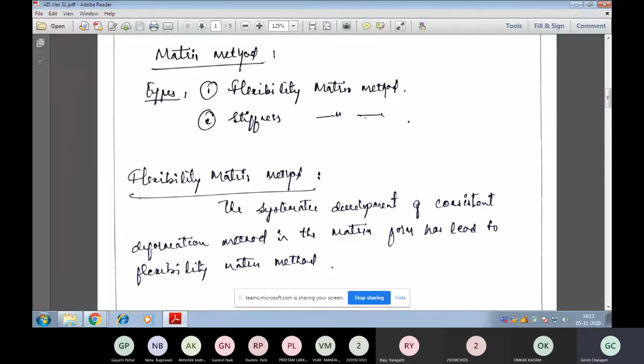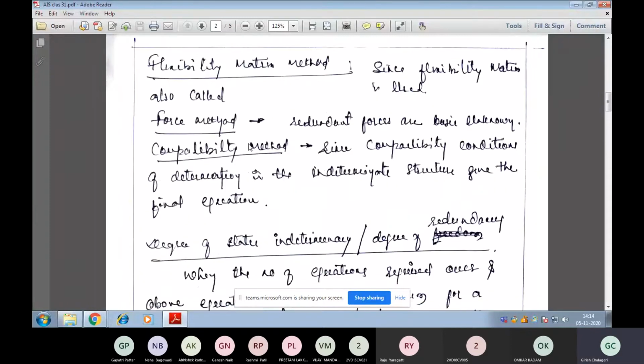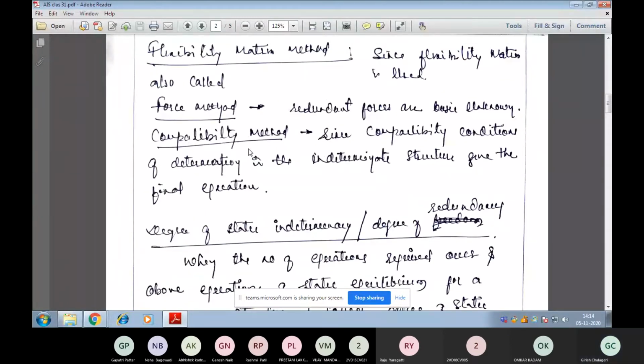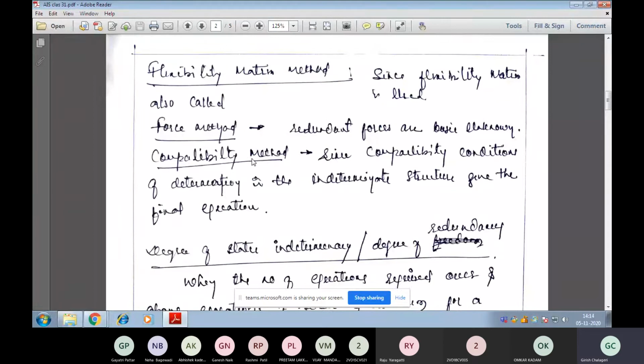Coming to the stiffness matrix method, this deals with the improvement of the slope deflection equation. Later we will come to that; the fifth model will be stiffness, and the fourth will be flexibility. So let us concentrate only on flexibility. Flexibility can also be called the force method, the compatibility method, and also the flexibility method. There are three names for this. Any name can be used: force method, compatibility, or flexibility.